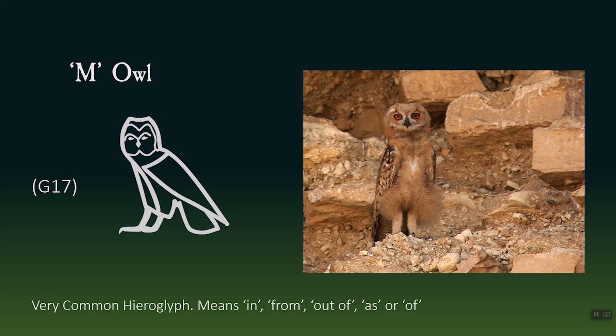And it's very commonly used because it means in, from, out of, as, or of. So you have to look at the context of the sentence to see where it's placed to figure out whether or not it's fulfilling any of these roles. Usually, if you see this hieroglyph in the middle of a word, it's just rendered as M. So it doesn't mean any of these things down below. But if it's in between two words, then you can judge it as being one of these meanings down here at the bottom.